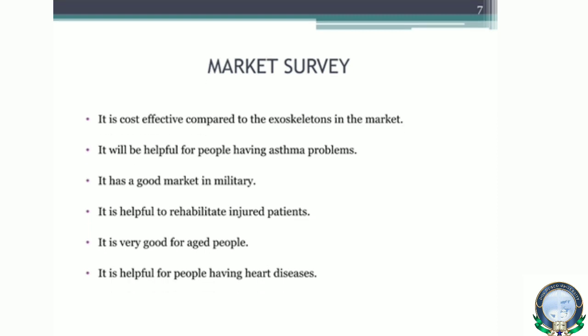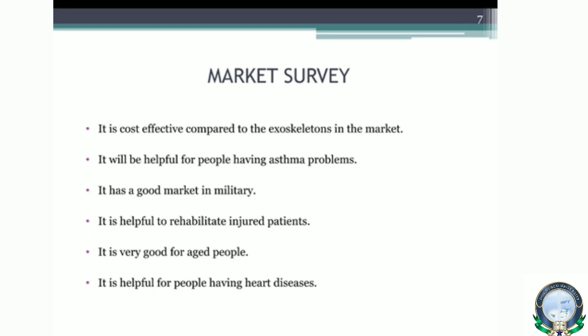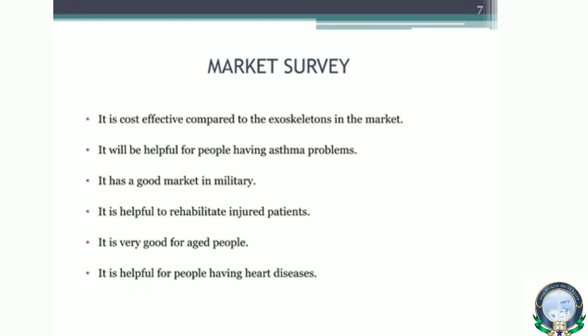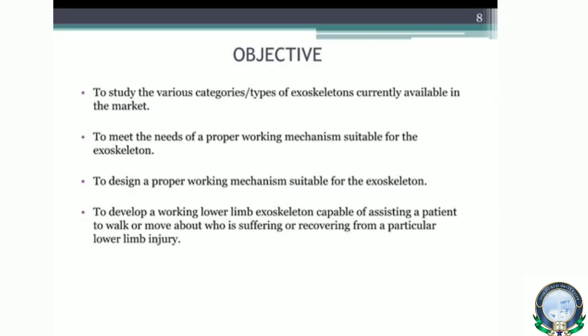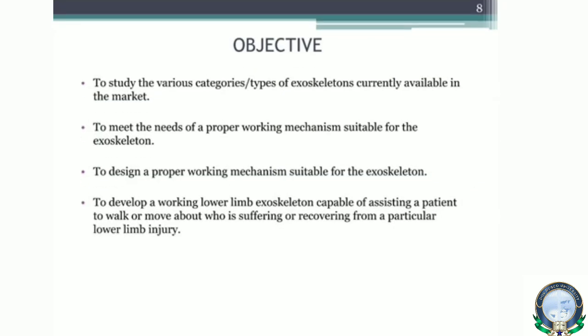It is also helpful to rehabilitate injured patients. It is very good for old age people, and it is also helpful for people with heart disease. And these are the objectives. It will be explained by Hopsonbou.